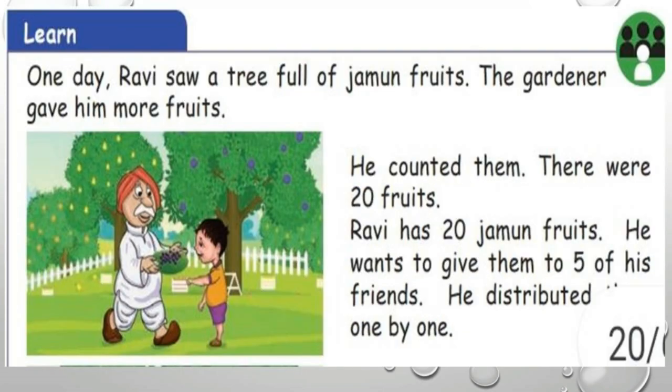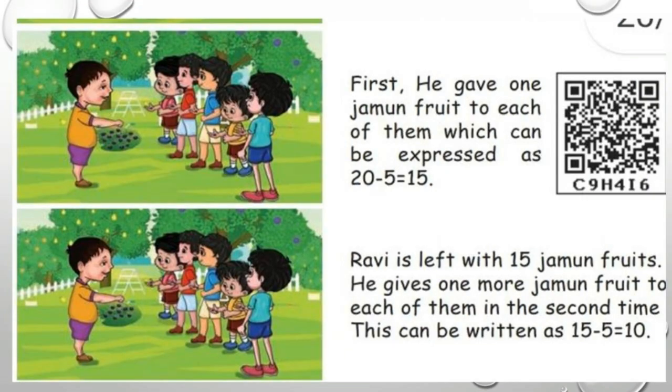Let us learn repeated subtraction with another illustration. One day, Ravi saw a tree full of jamun fruits. The gardener gave him more fruits. He counted them. There were 20 fruits. Ravi has 20 jamun fruits. He wants to give them to 5 of his friends. He distributed them one by one. Ravi first gave 1 jamun fruit to each of them, which can be expressed as 20 minus 5. There were 5 friends, each one got 1 jamun fruit. So we can write 20 minus 5 is equal to 15.